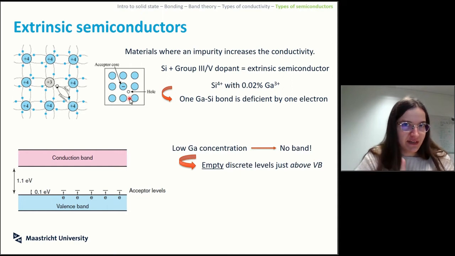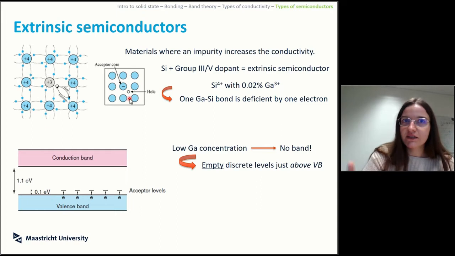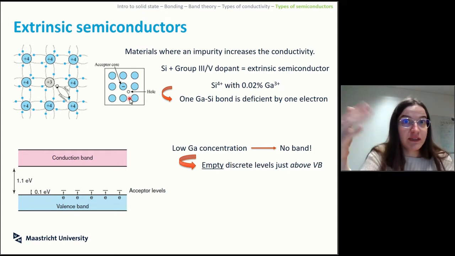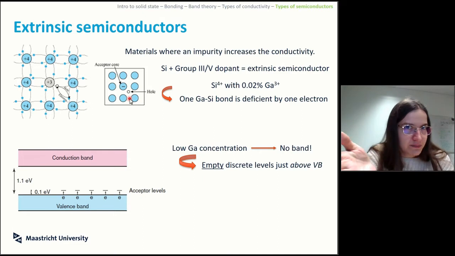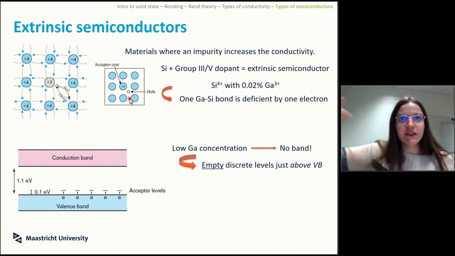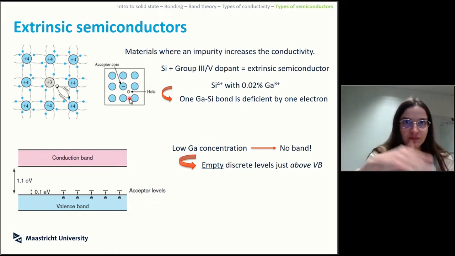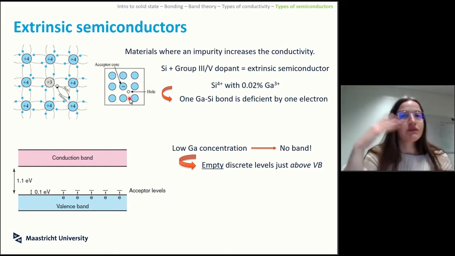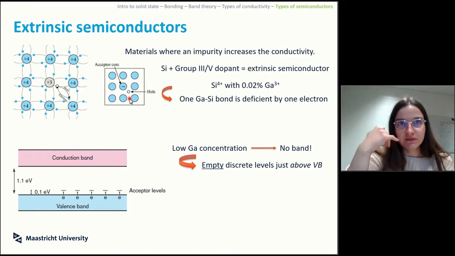But the trick here is that we were discussing before that the band arises because you have a lot of atoms interacting with each other. If you don't have enough atoms interacting with each other, you cannot make a band, right? Because the band only comes because you have 10 to the 10, 10 to the 20, 10 to the 50, 10 to the 75 atoms interacting with each other in the same arrangement.